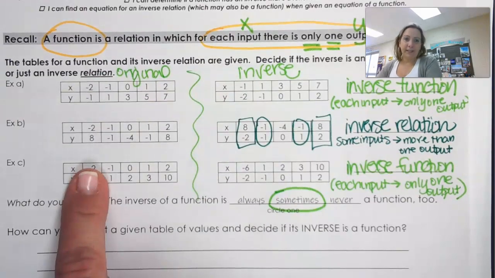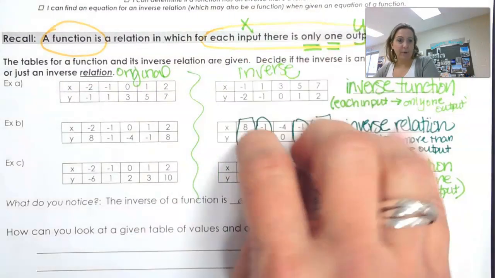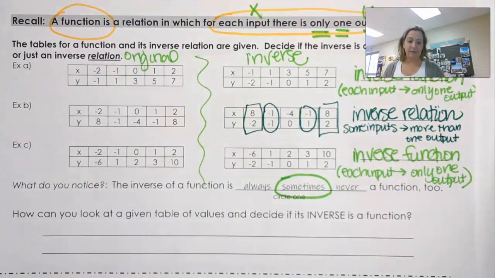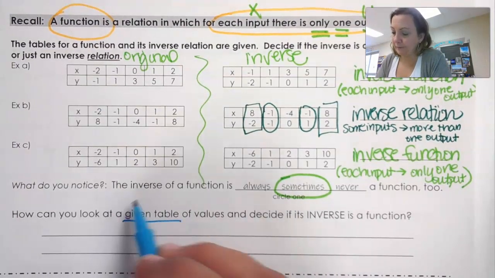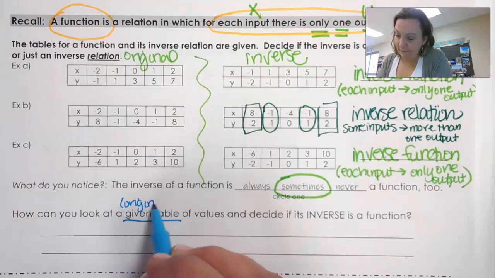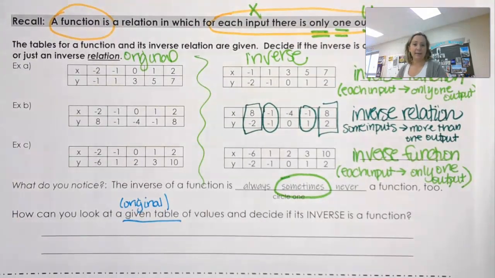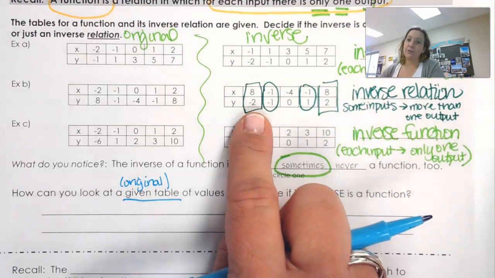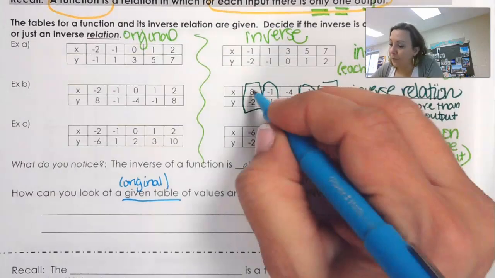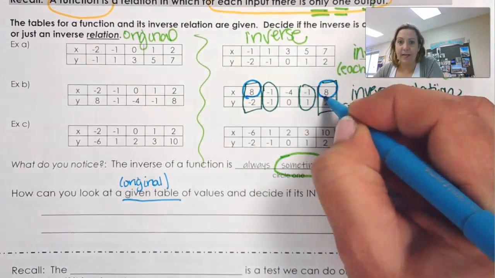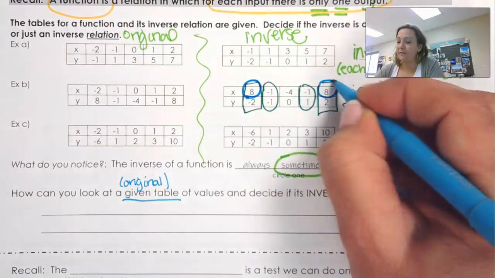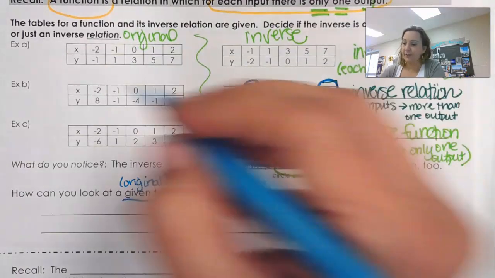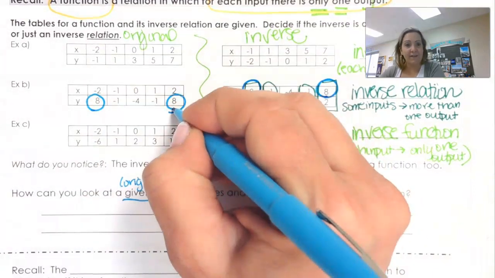So instead of having to make the inverse table, how could we look at a given table of values, by which I mean the original table, and decide if its inverse is a function? Well, let's look at this one where the inverse was not a function. Notice that there were x's that were repeated. And if there were x's repeated in the inverse, where would we see those in the original? That's right, we'd see them as the y values.